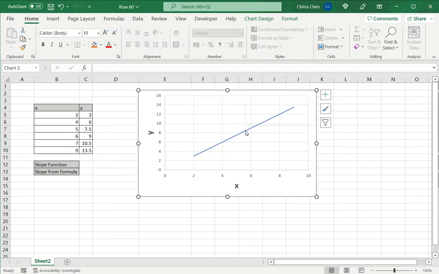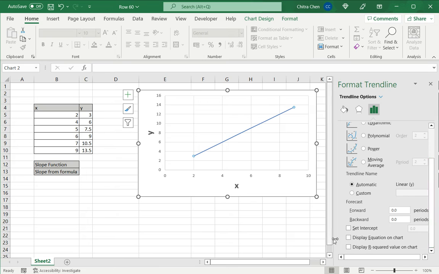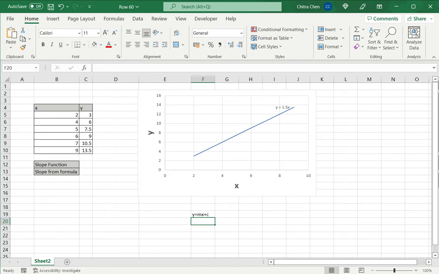So the first way is to right-click, select the Format Trendline option. That opens the Format Trendline window to the right of the screen. I then scroll down and select Display Equation on Chart. So that shows me the slope equation. From this equation, since I know the equation is y equals mx plus c, in this case, m is the slope of the line. So when I look at the equation y equals 1.5x, it shows me that 1.5 is the slope of the line.